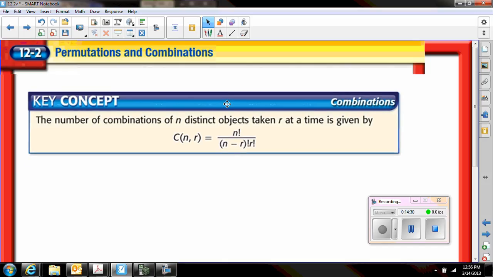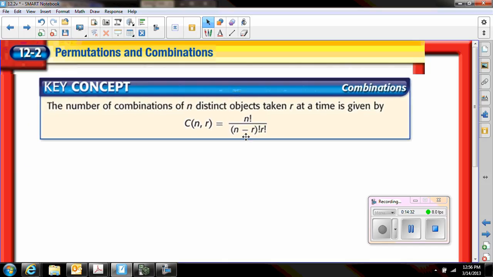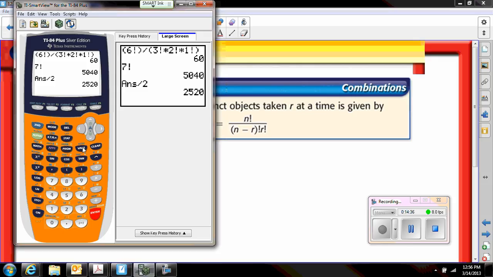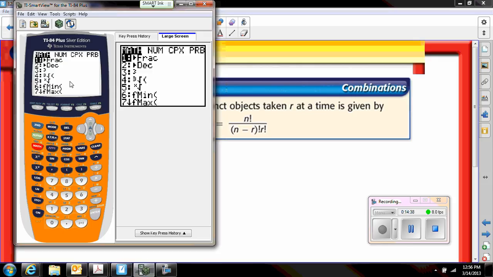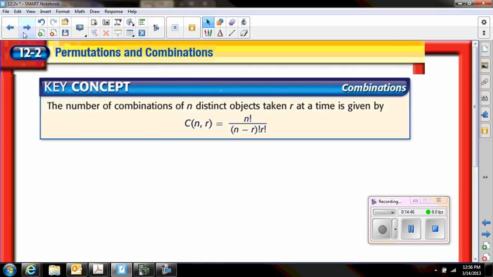Combinations, just like permutations, have a button on the calculator. You may choose to use this formula if you want, or you may choose to use your combination button, which is usually hidden right around the permutation button. And here you can see nCr, so it's number 3. So let's give some a try.